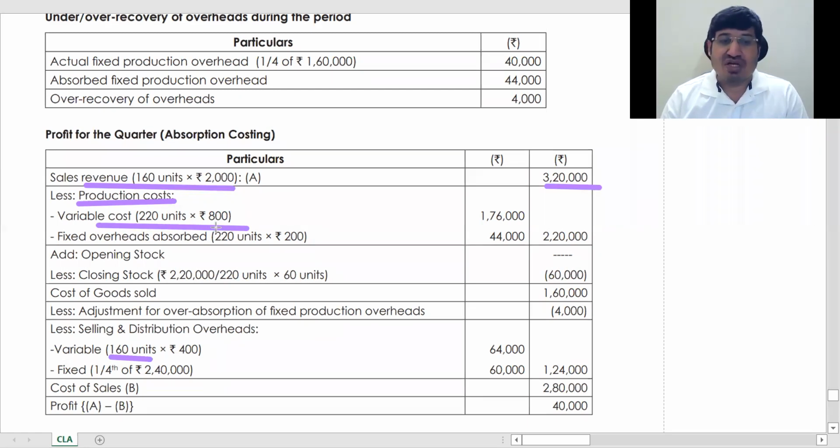For production cost, you will use the manufactured units. For whatever purpose you are treating the selling and distribution cost, always use the units sold. See, the name itself is selling cost. Okay, so variable cost 220 into 800 per unit is your variable cost, correct.